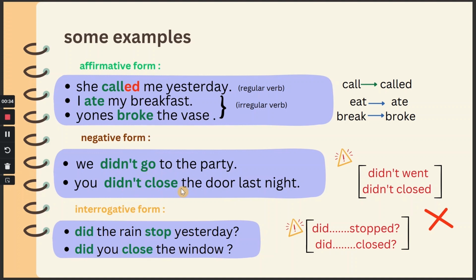Okay, the same thing for the second example. You didn't close the door last night, and we shouldn't say you didn't closed the door last night. For the interrogative form: did the rain stop yesterday? Did you close the window? The same thing, we shouldn't put the verb do and stop both in past simple. We only put the verb do in past simple and we leave the verb in its main form, the infinitive form. So please pay attention to this mistake, okay?